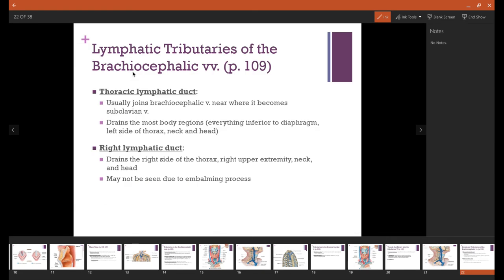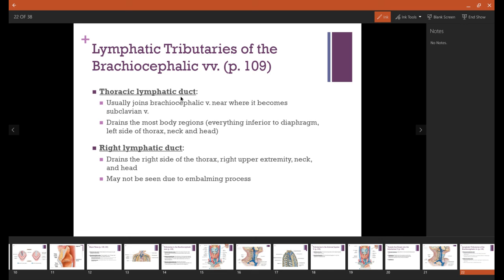We also have to talk about the lymphatic ducts. And so you'll get more into lymphatics and physiology in the lecture component of this course. But for us, we need to learn about the two major ducts. The first one is the thoracic lymphatic duct. Now this is going to join left brachiocephalic vein right as it's starting to transition to subclavian vein. It'll hit the back wall of it.